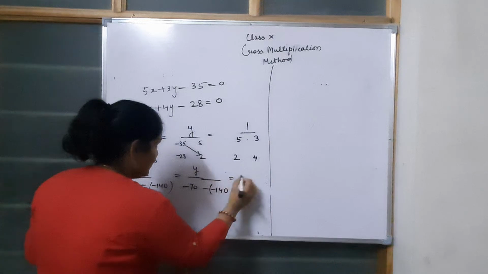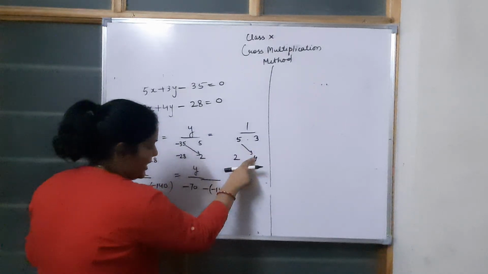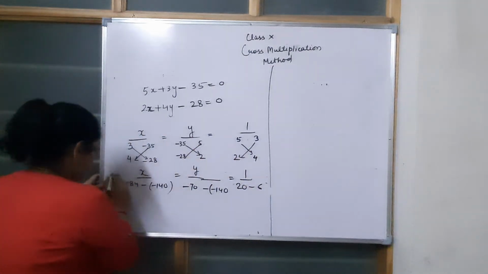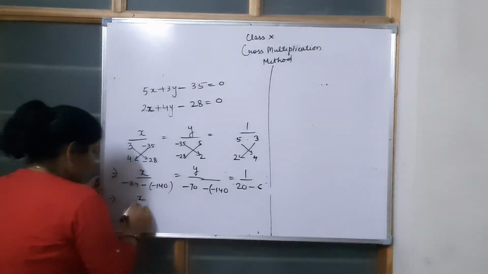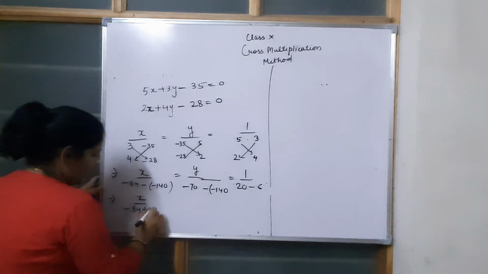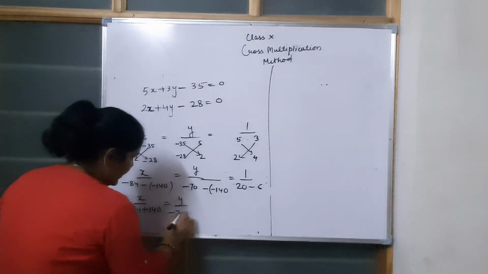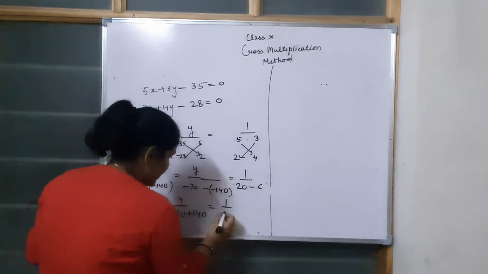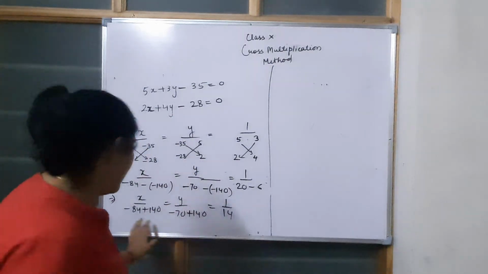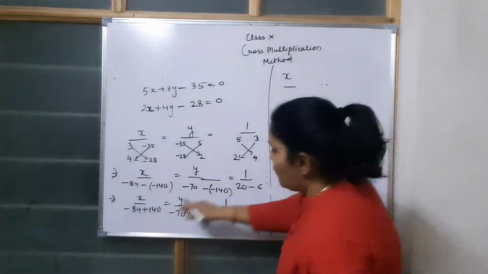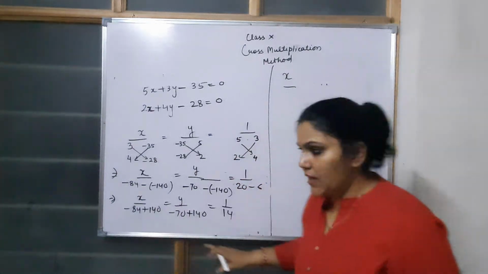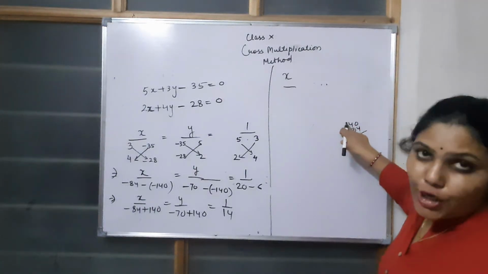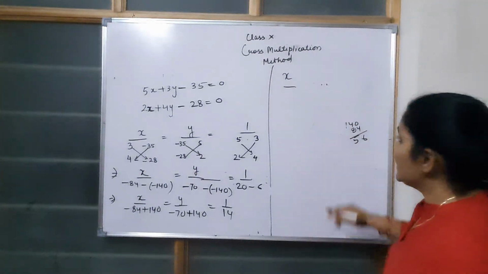All right. Now again we will do this arrow first. 5 4s are 20 and then 3 2s are 6. All right. Now just look here, this is -84 minus plus 140. Here this is -70 minus plus 140 and we have 20 minus 6, 14. All right. Now plus minus, just simplifying it. 140 minus 84, just look here, you will get what? You will get 56.